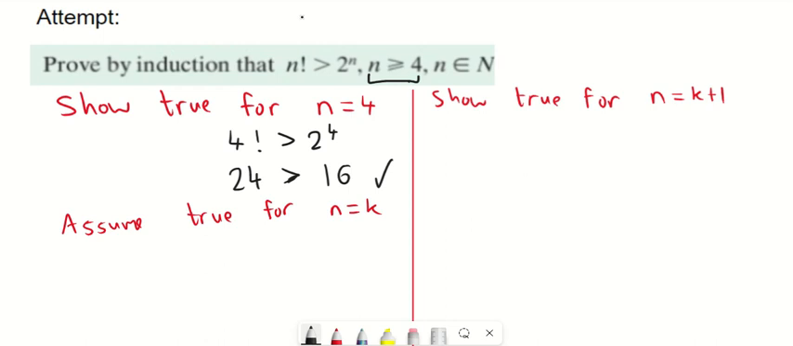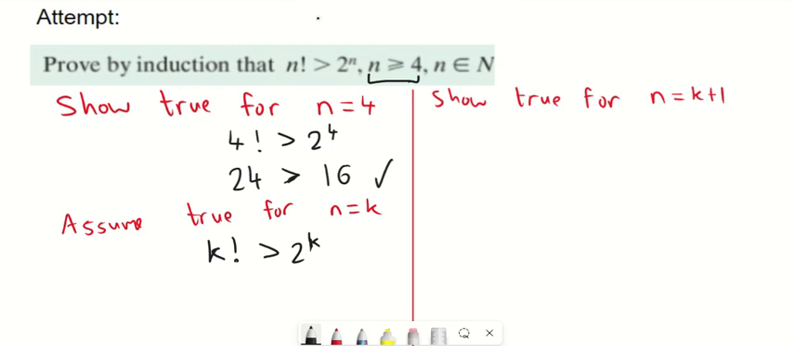Now I'm going to assume that it's true for n equals k. So that's k factorial is greater than 2 to the power of k. So if you're able to get those bits, you've got some of the marks at least. Then the last bit's obviously going to be the hardest bit again.